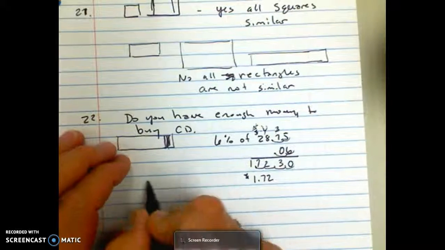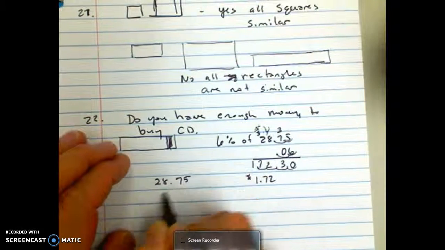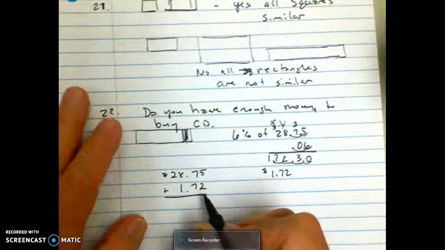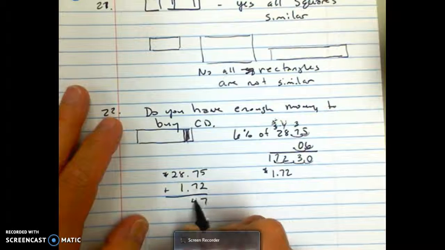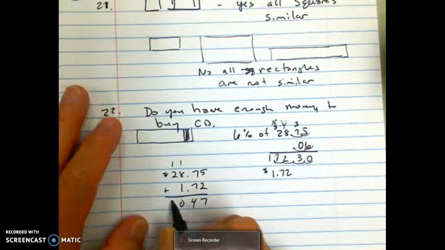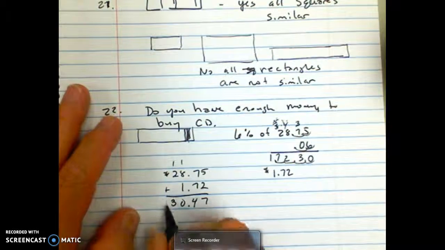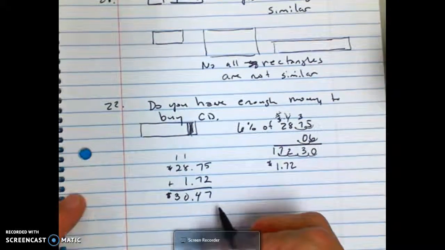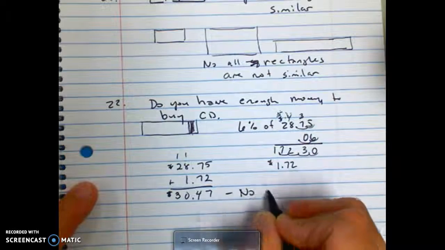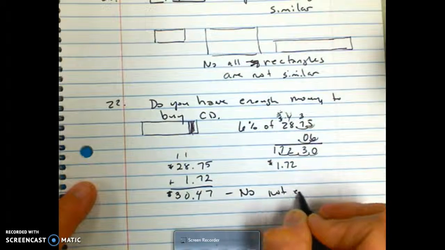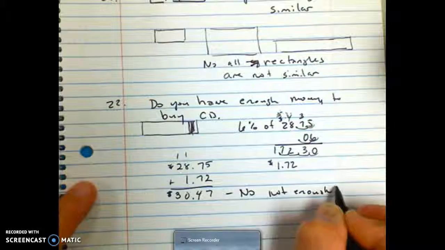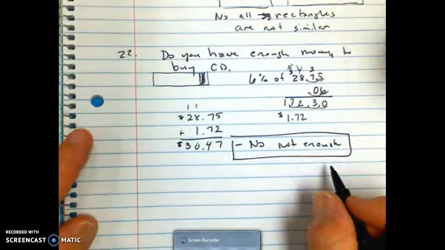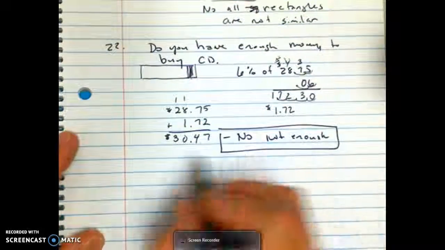So we take our $28.75 and we add on $1.72 for tax, and the cost is going to be $30.47. So no, we do not have enough money. Okay, and you have to show your work on that one.